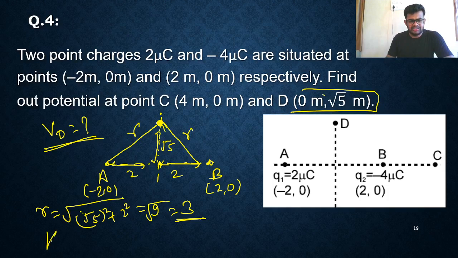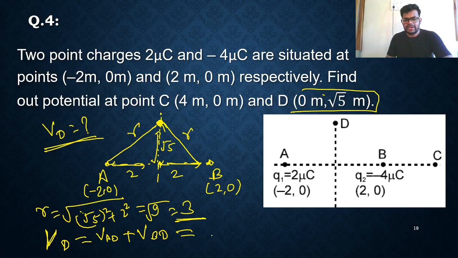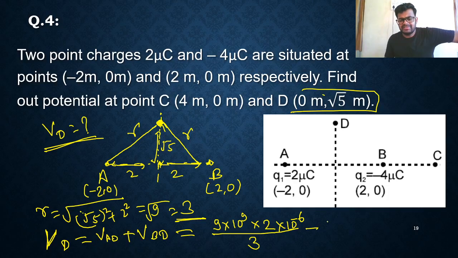Now I'll write potential at point D. That is potential due to A on D plus potential due to B on D. So let us solve it. Potential due to A on D is KQ divided by R. So 9 into 10 raised to 9 into 2 into 10 raised to minus 6, because it is microcoulomb, divided by R, R is 3 meter, minus 9 into 10 raised to 9 into 4 into 10 raised to minus 6, divided by, this distance is also 3.